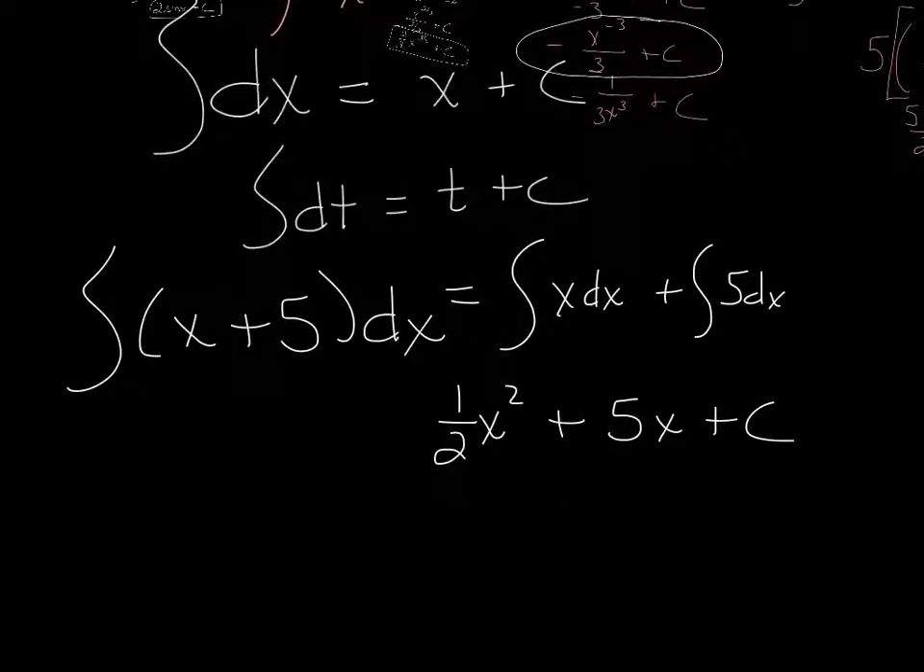Why is it 5x? Because you have a 5 right here. The derivative of 5x is 5. Remember we said we could move that 5 to the front if we wanted to. You multiply it by whatever you get. It's 5 dx, so it's 5 times x.